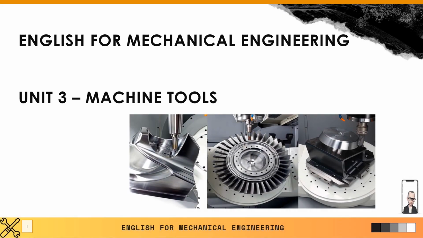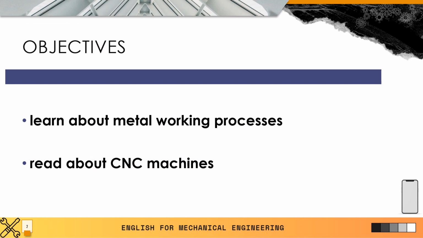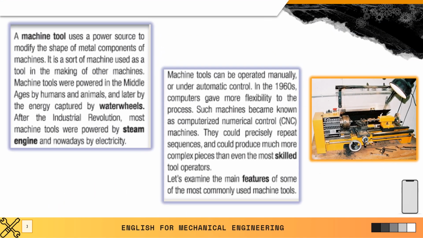Okay, so welcome everybody. This is Unit 3 of English for Mechanical Engineering. Our topic is machine tools, and we are going to learn about metalworking processes as well as read about CNC machines. Now, as always, we are going to be looking at a couple of texts, read them, and answer comprehension questions. So let's start with our first one right here.